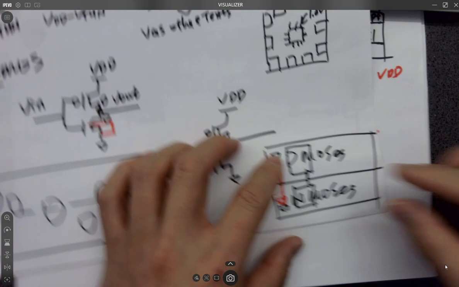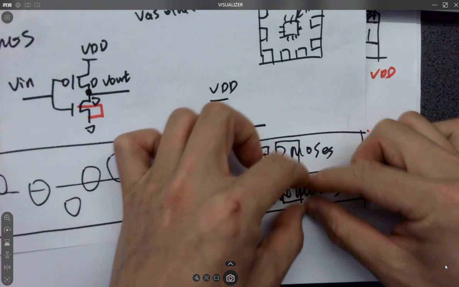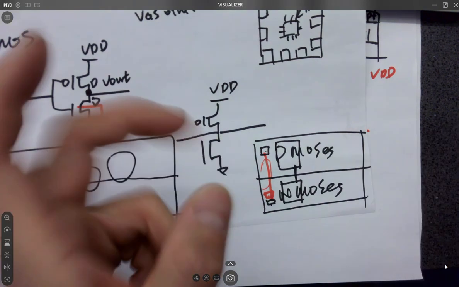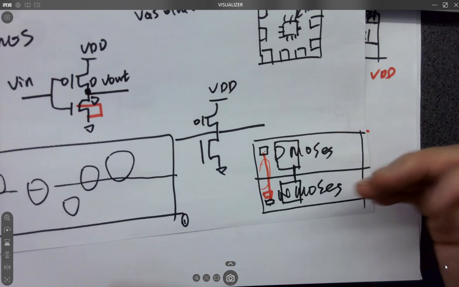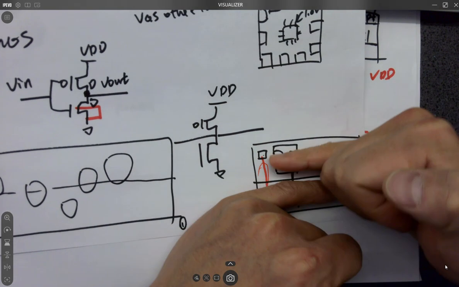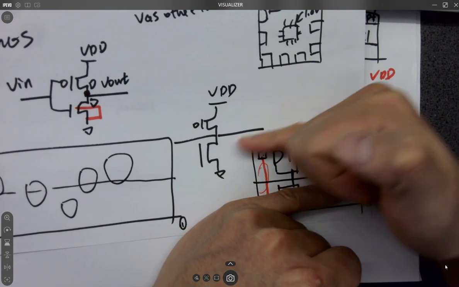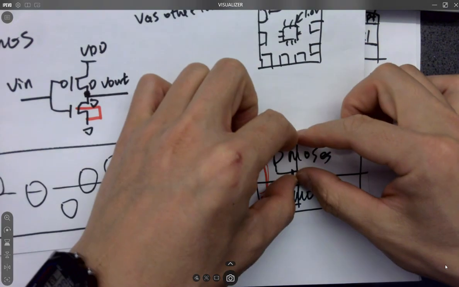And same here. All the NMOSes are fabricated into the P sub or the P well, but we don't have a separate P well, so it's just a P sub. That's why we separate them this way. So it's just a universal N well and P well.